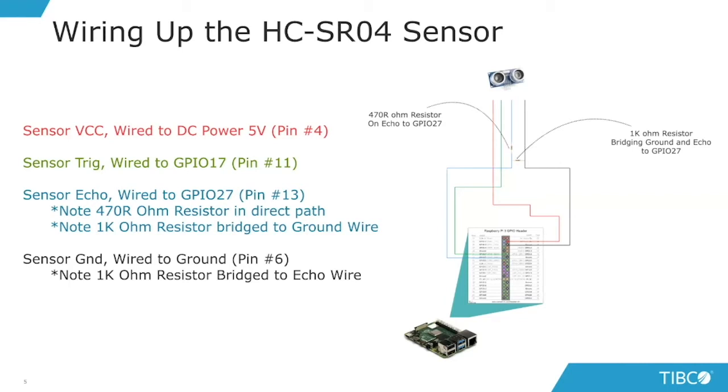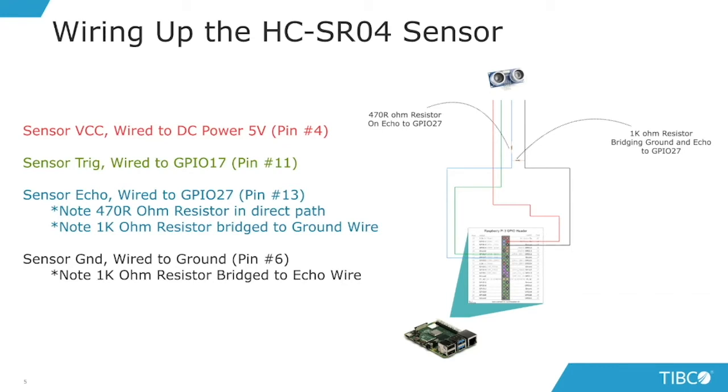To wire up our sensor, we need 4 wires that come off of the GPIO portions of the Raspberry Pi board, and those tie directly into the HCSR04 sensor. That goes through 4 wires, like I said. The sensor VCC wire, which is going to be plugged into pin number 4 on a Raspberry Pi 3, is going to connect to the DC power of 5 volt.